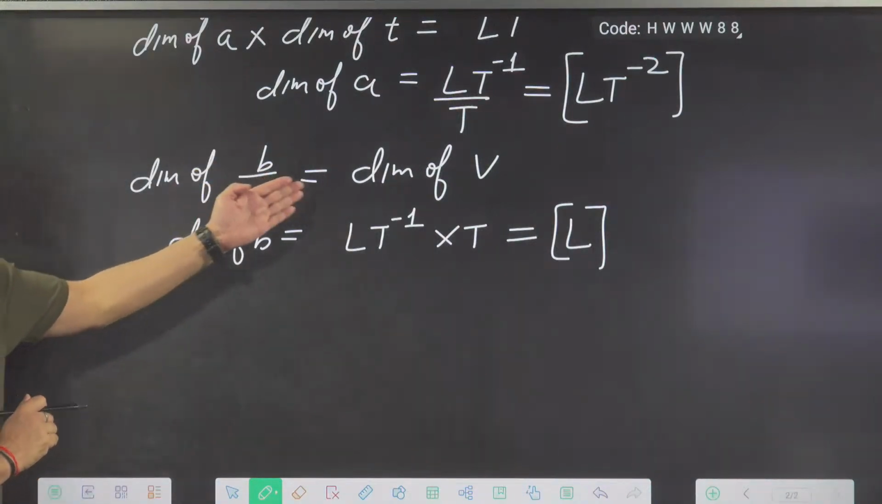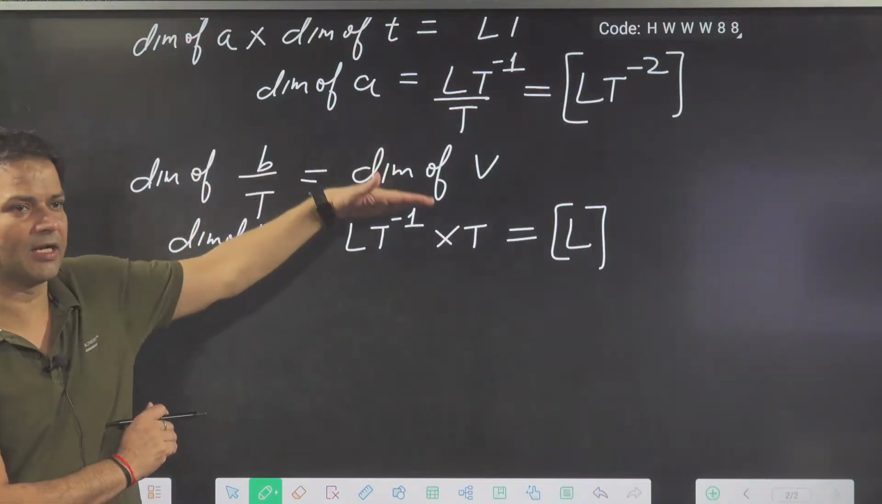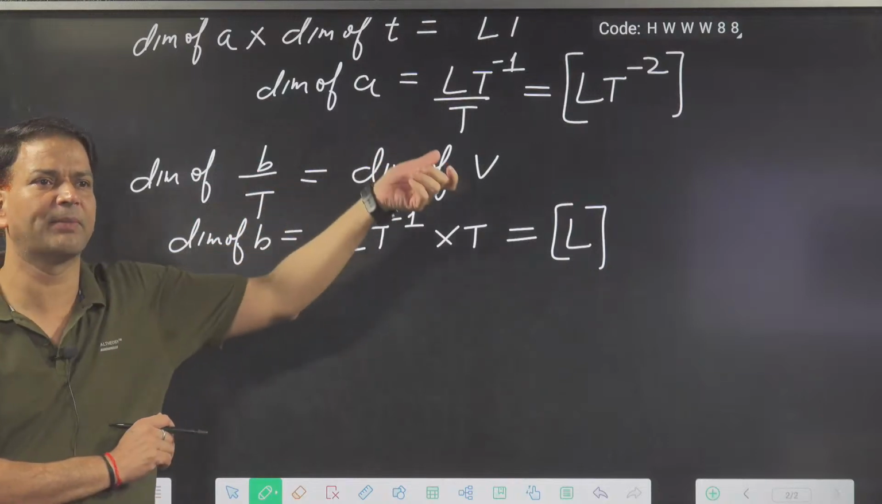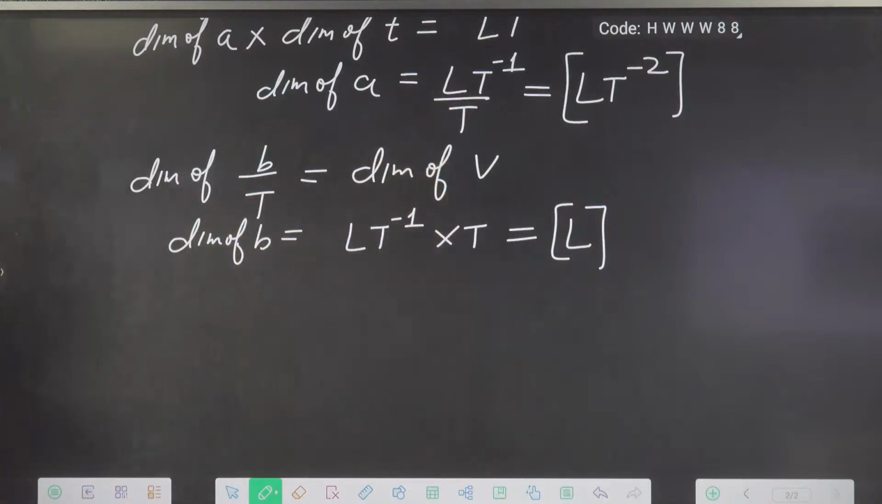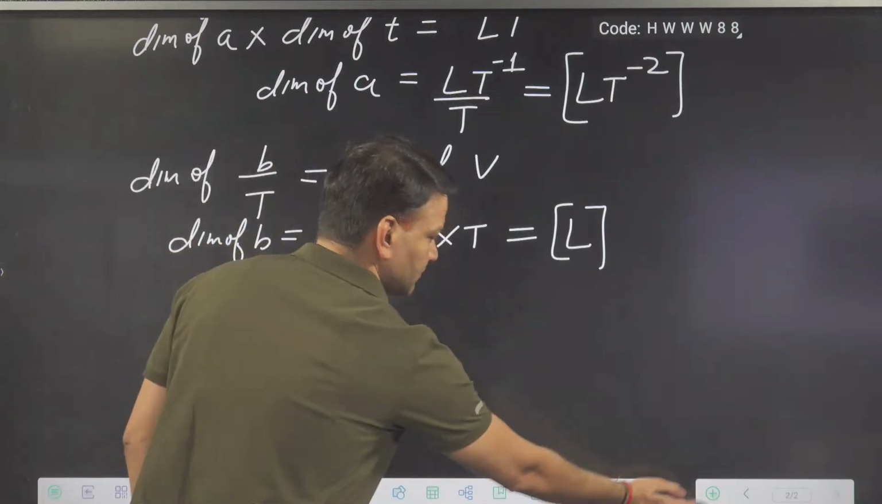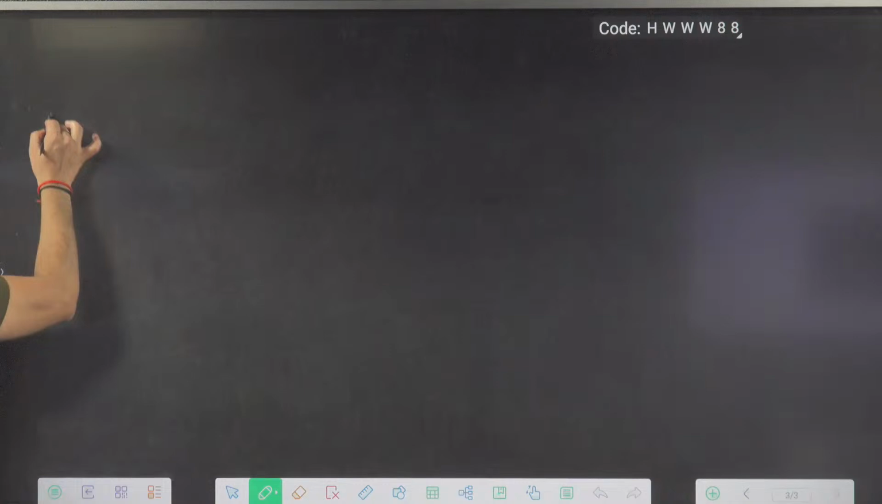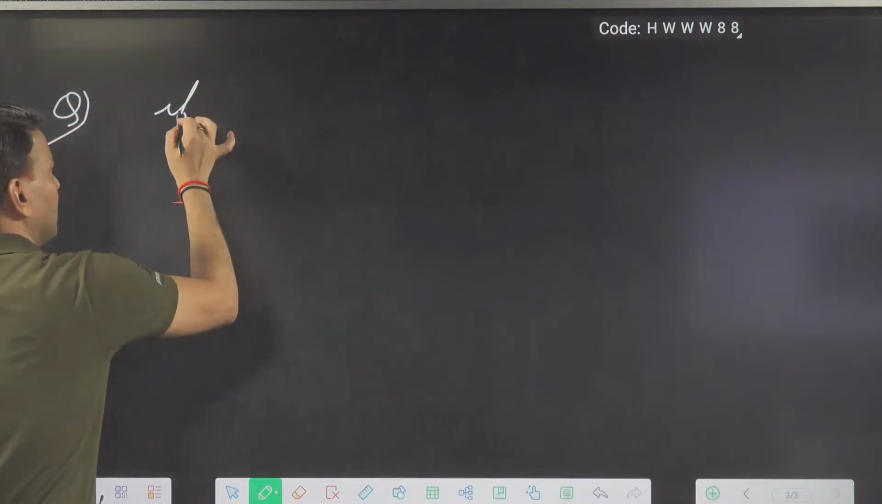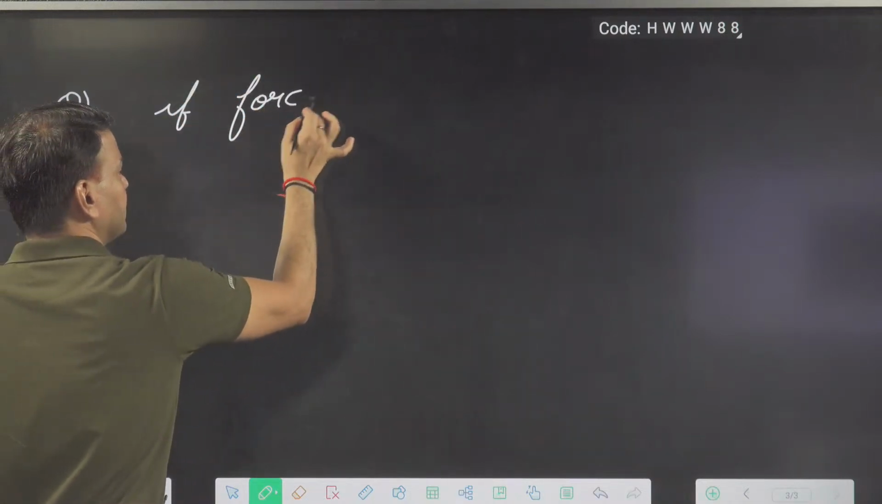Otherwise, you can write the dimension of velocity as L by T. T and T cancel out. What is the dimension of B? That is equal to L. Okay. Completed. Next.